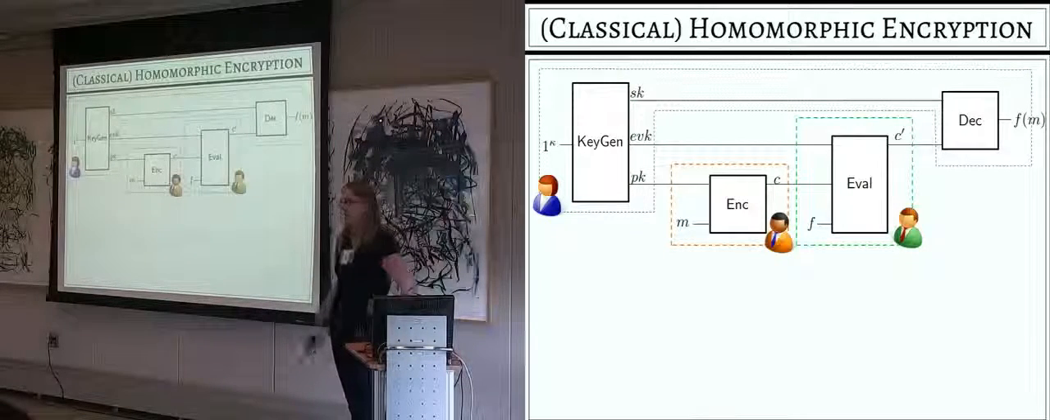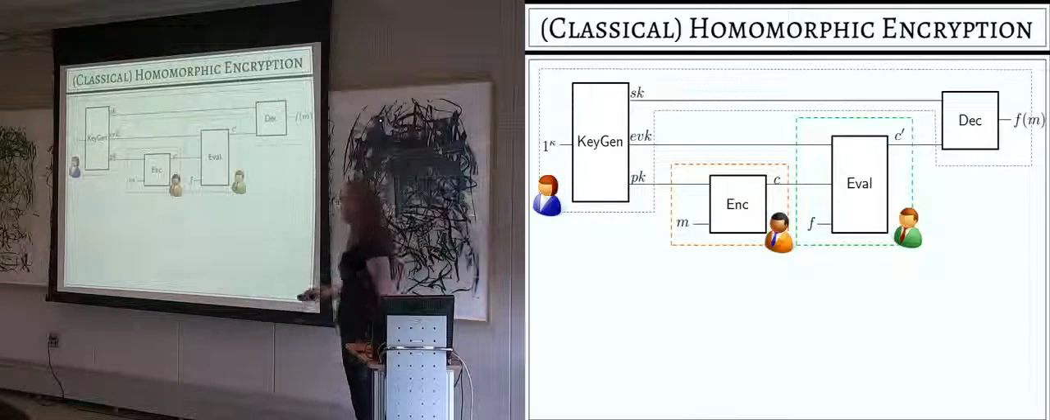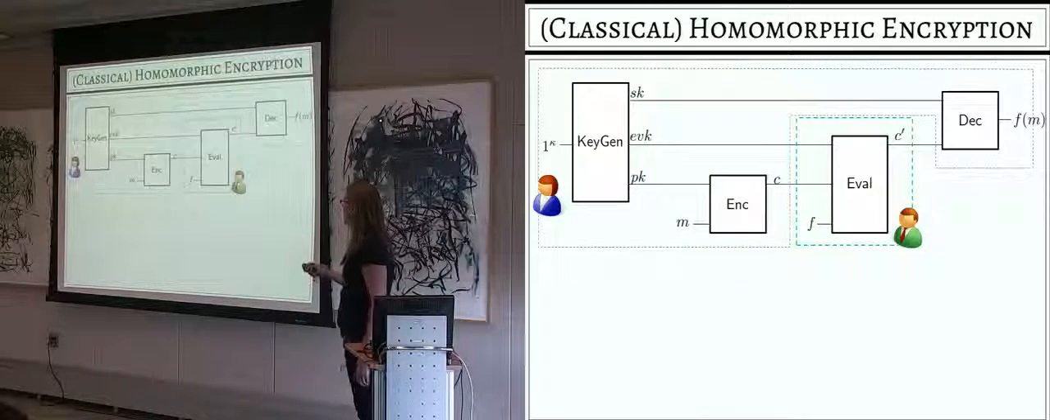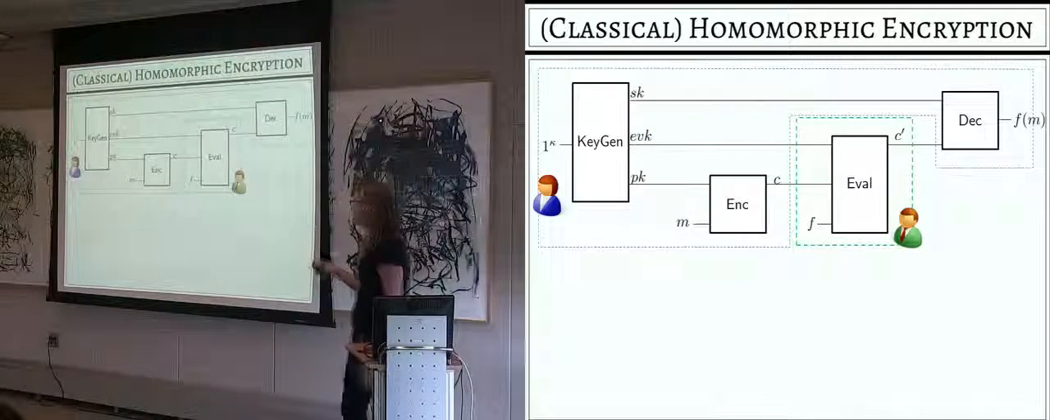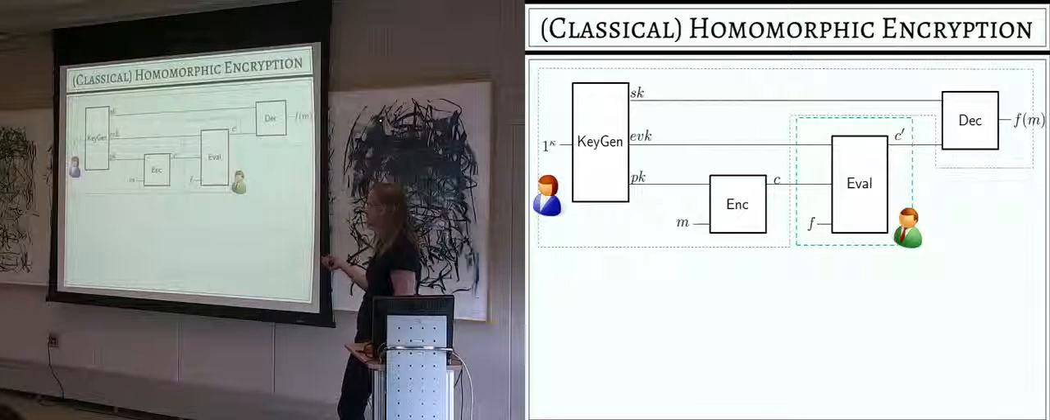And if we wanted to look at a symmetric key case, we would just have Alice generating keys and also encrypting some message, and then Charlie could then evaluate a function which Alice could decrypt to get f of m.